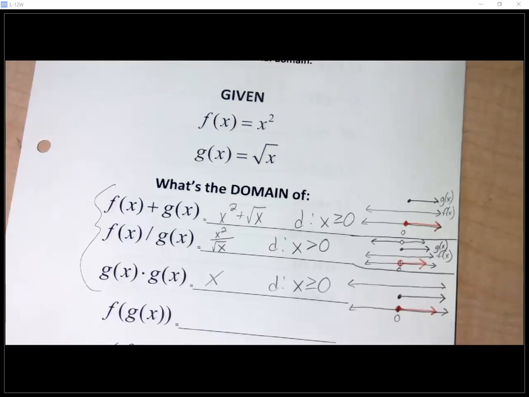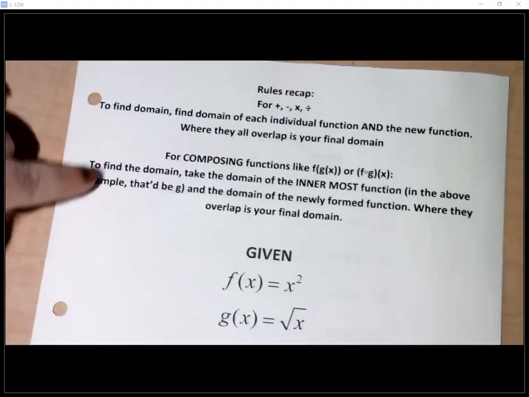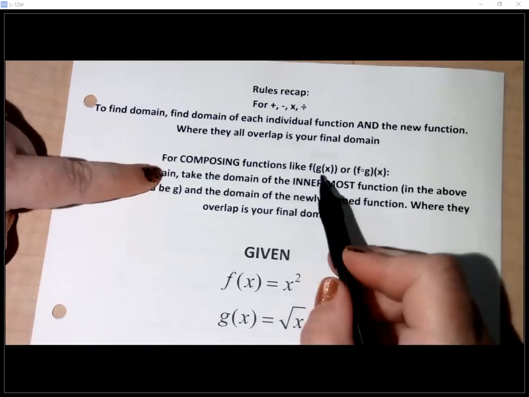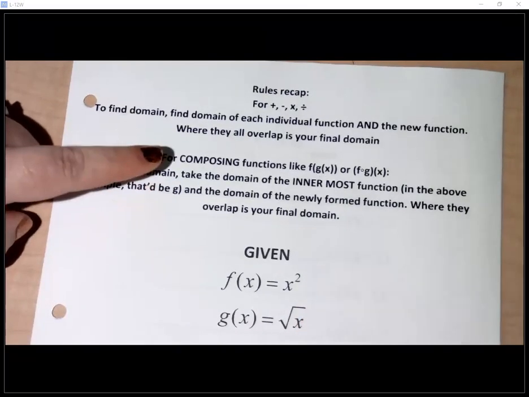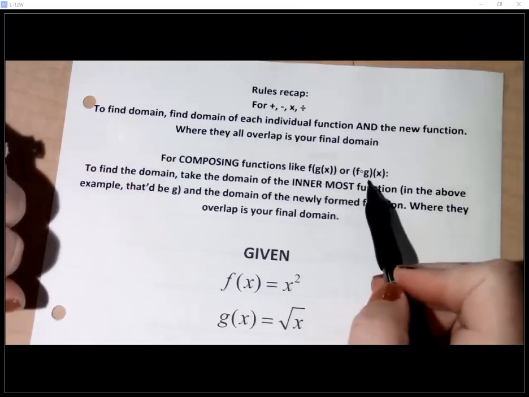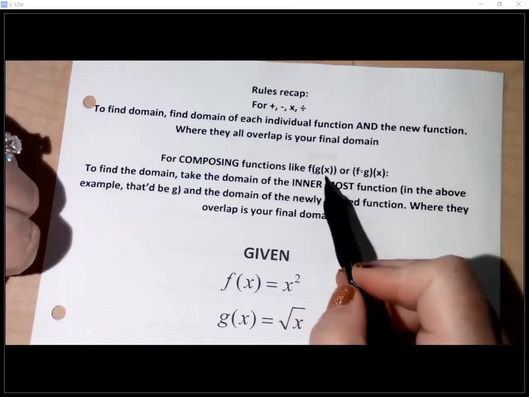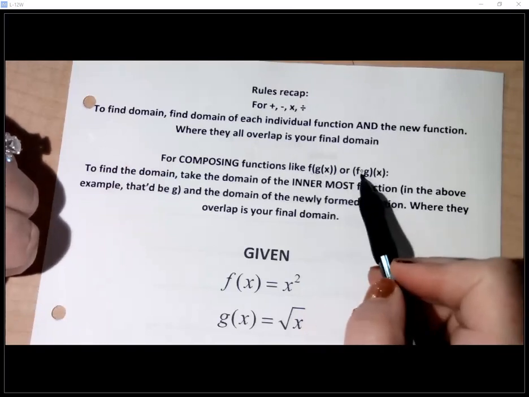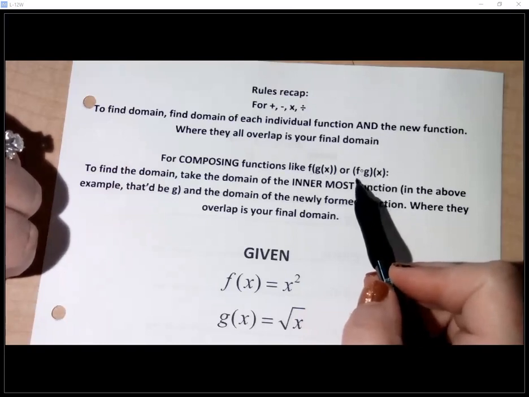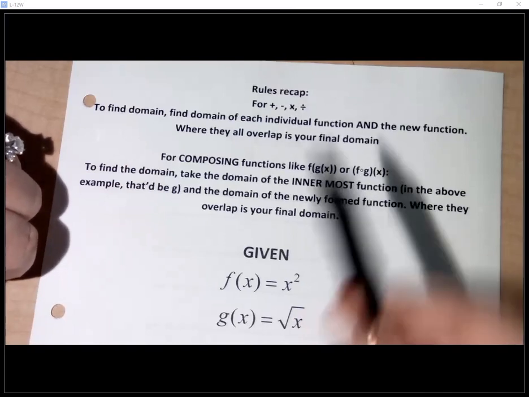We started composing functions, and let's revisit that now, okay? So if we look at the rules recap for composing functions, that's when you're putting one function inside of another one. So remember, we have two different notations for that. You can either write it as f of g of x like this, or with that open circle in between them, they mean the exact same thing. Okay, so you got to just be able to flip-flop between the two.